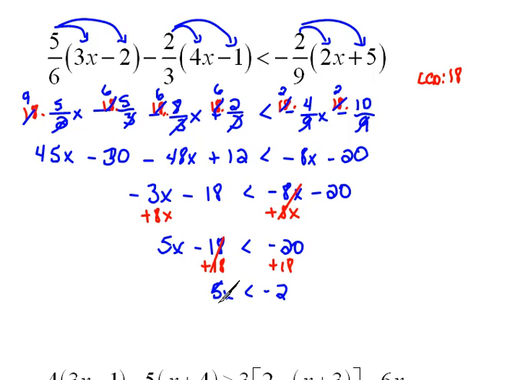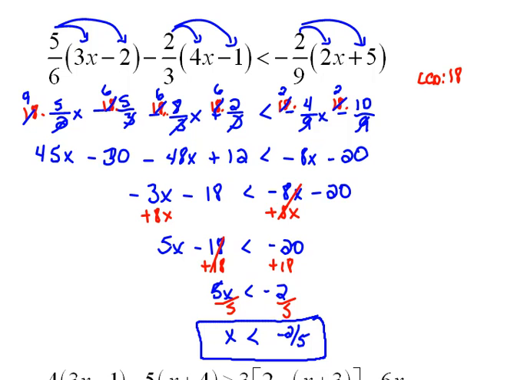And now to get x alone, we'd have to divide both sides by 5 to get x on the left, negative 2/5 on the right. Now we did not multiply or divide by a negative, so our symbol stays the same. So our answer is the x's that are less than negative 2/5. And now we could write that out in set builder notation or in interval notation and graph it, depending on what the directions tell you to do.